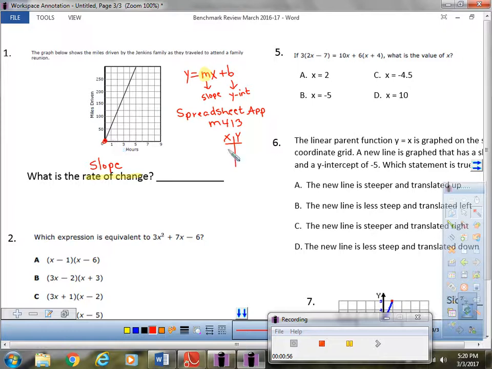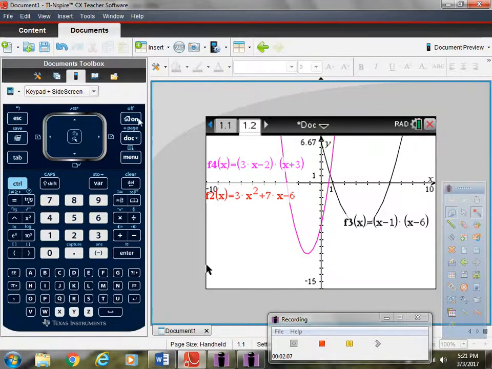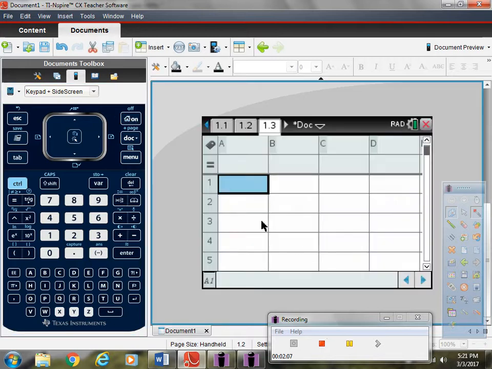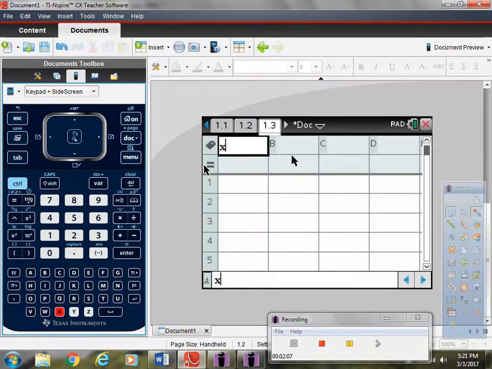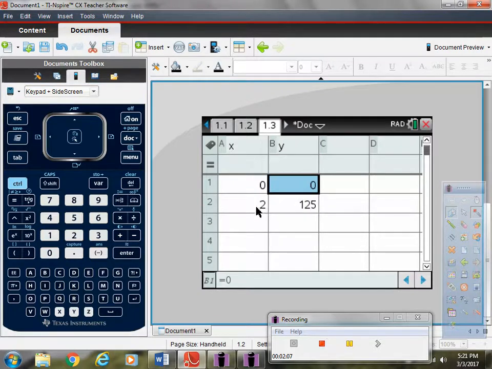I'm going to use 0, 0. And let's see, what's another good point? Right here at 2, it's going by 25, so 2, 125. So all I'm going to do is put this in the spreadsheet app. So I'm going to go over here to the spreadsheet app. I'm going to put in my x and y. You notice there I've got my points already in there. You would need to type them in there. I did this earlier so you can see the points are in there already.